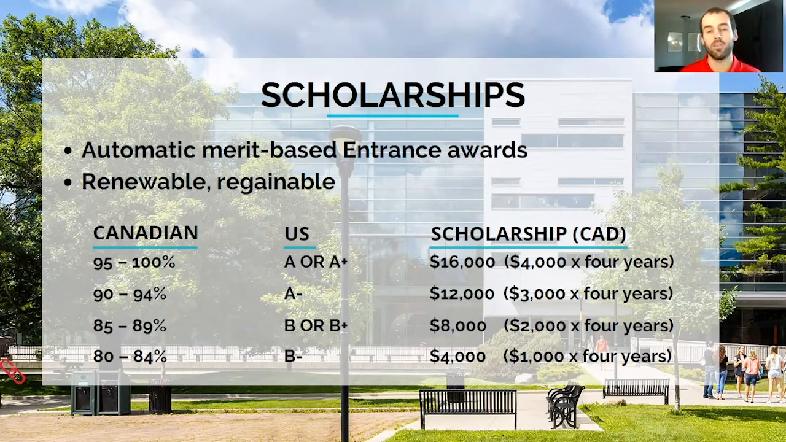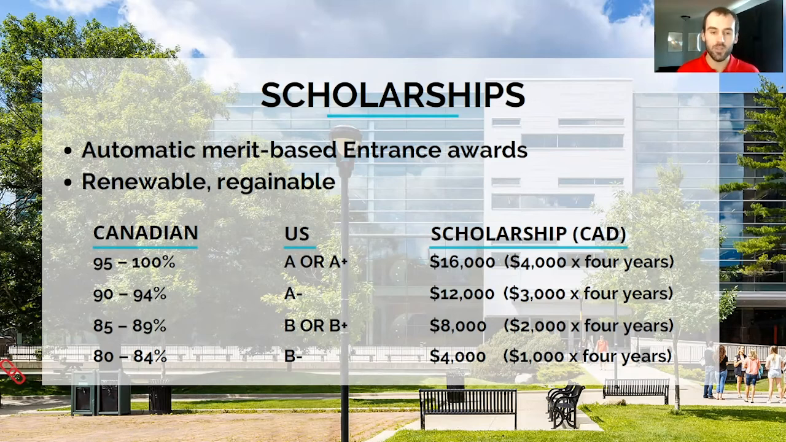So you'll see on the screen in front of you, there are 4 tiers ranging anywhere from 1 to 4,000 Canadian dollars per year for up to 4 years for a total of 4 to 16,000 Canadian dollars. You'll see that in the middle of the column, there are some US letter grades, and you'll see on the left that there are Canadian percentages. What we'll do is we'll convert your grades, put them into a Canadian percentage, and when we give you an offer of admission, we will also tell you which of the 4 scholarships you've qualified for, so what tier you've fallen into.